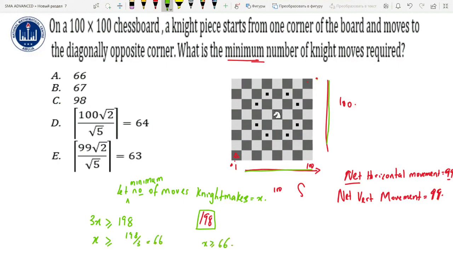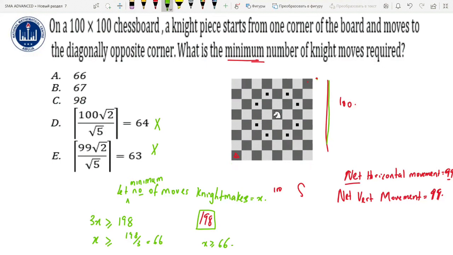I know we are seeing 66 in the options, but at this point, it doesn't mean that the answer is 66. What it means is that the answer is at least 66. It can be 66 or 67 or anything above. So that already removes the last 2 options because they are less than 66. Now, if we want to show that the answer is actually 66, we have to be able to bring an example.